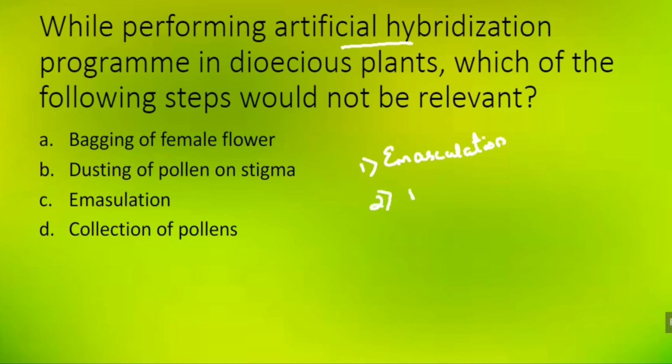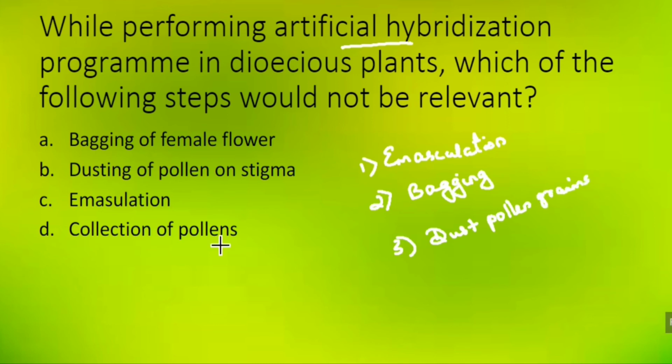After emasculation, we go for bagging. Because till the stigma becomes receptive, we have to wait. So during that time, no unwanted pollen should fall on the flower, so we bag it. Then we will be waiting for the stigma to be receptive. Once it is receptive, we dust the pollen grain. That is actually the artificial pollination.